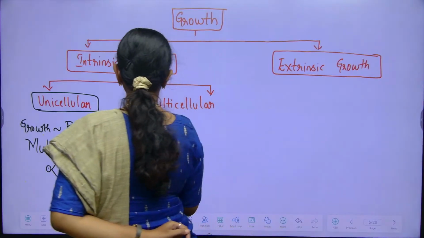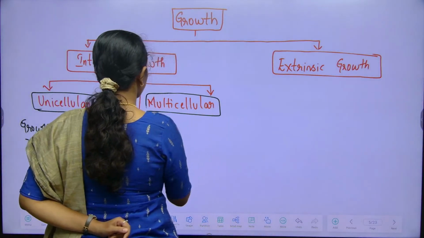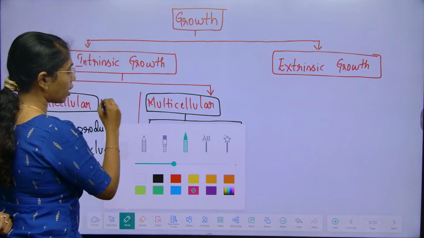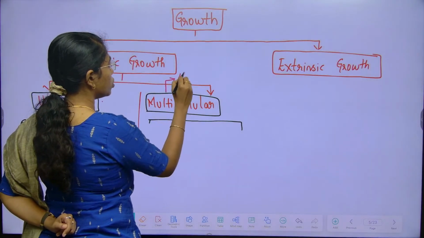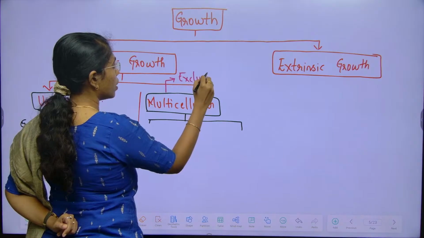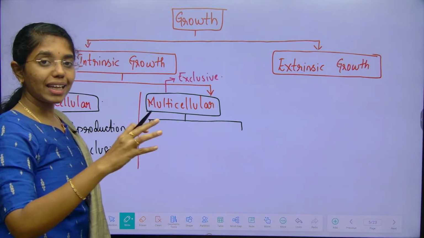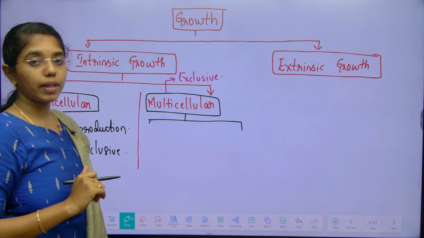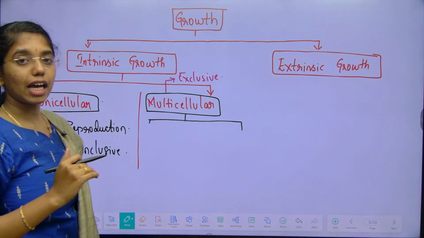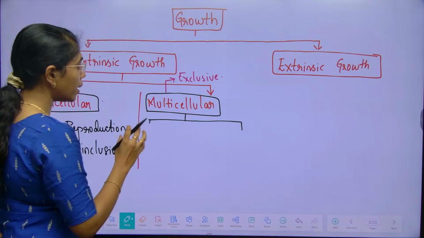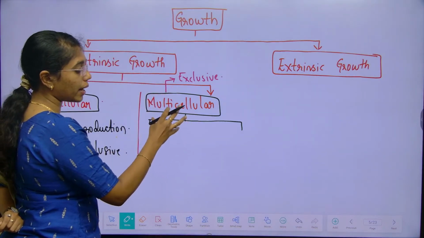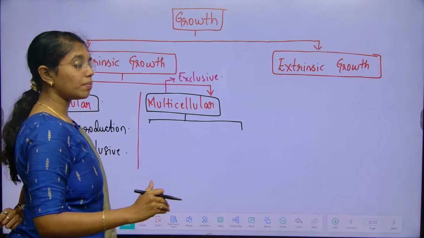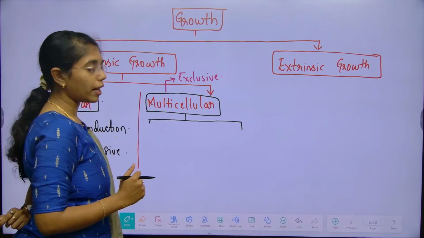Whereas in multicellular organisms, in plants and animals, growth and reproduction are mutually exclusive. Why? Because to reproduce, any multicellular organism, be it plant or animal, has to cross the juvenile stage and enter the reproductive phase. Then only can they reproduce. Here growth and reproduction are not mutually inclusive events. To enter into the reproductive phase, the organism has to grow and cross the juvenile phase.